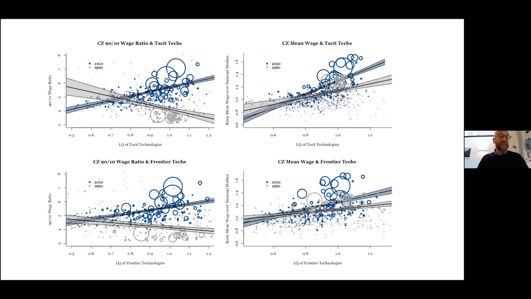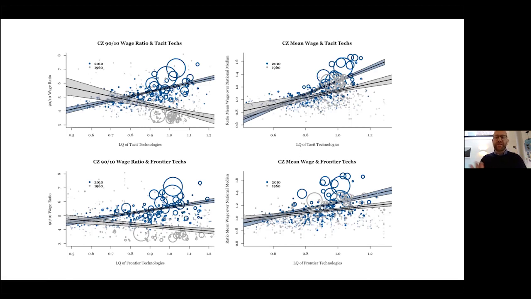All right, and what we see is that for places that are specialized in frontier activity, disruptive activity or tacit activity, those that are more engaged in that in 2010 are more internally unequal. And those that are less engaged in it are less internally unequal. But in 1960, we get the opposite pattern, right? In the middle of this wage compression period, in fact, places that are more disruptive and more tacit are less internally unequal. So there's a very strong reversal there.